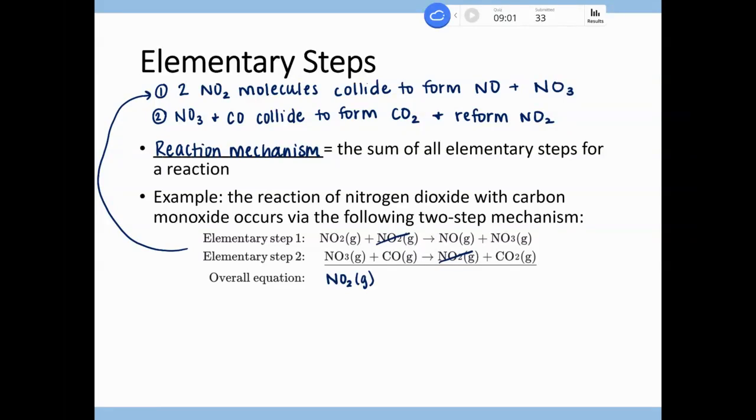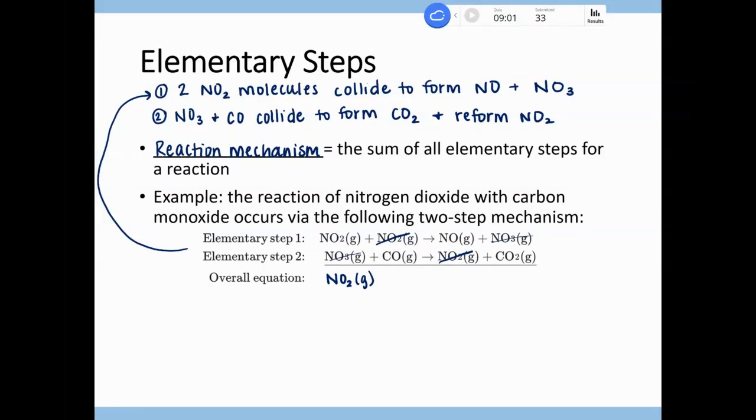Then we go to NO3. NO3 is present on the reactant side, and it's present on the product side. This is a special type of molecule that we are calling the intermediate. So this is what an intermediate is. It's produced in one reaction and used up in the next. It gets canceled out. It is not included.